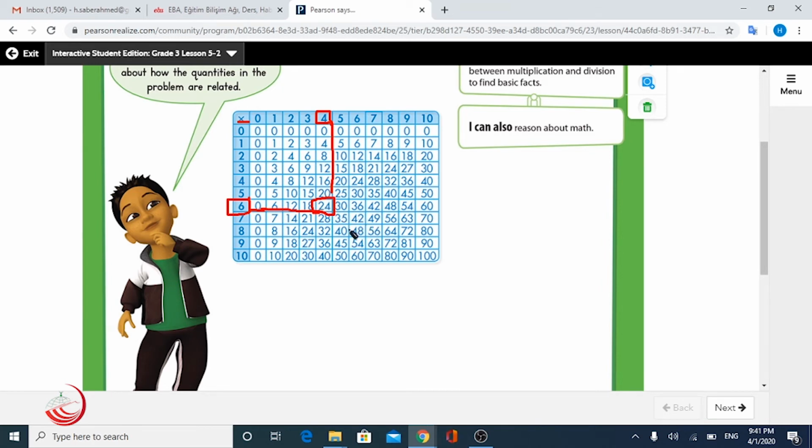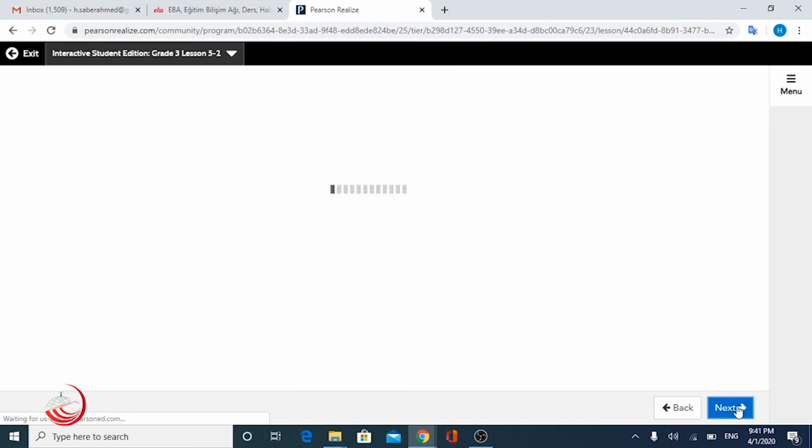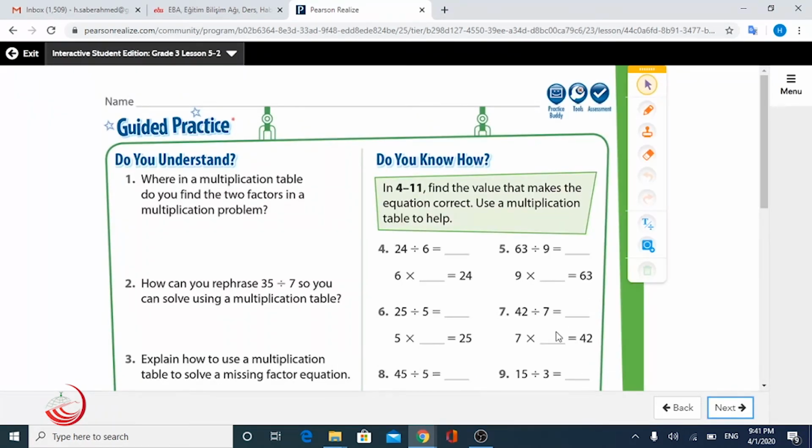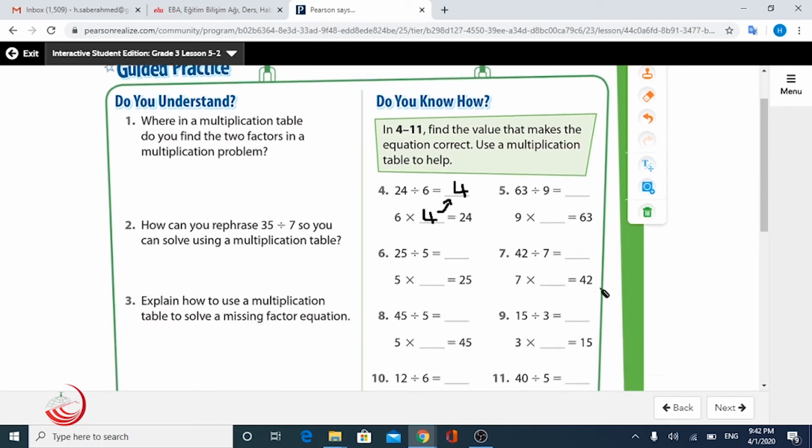Okay, so now let's go to our page quickly. Who's quicker, me or you? Are you writing with me? Do you have your sharpened pencil with you? Okay, so 6 times 4 is 24. And the second factor, or the missing factor here, is the quotient there. So I put here 4. Clear?